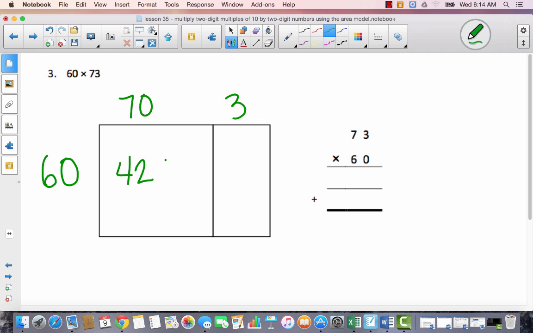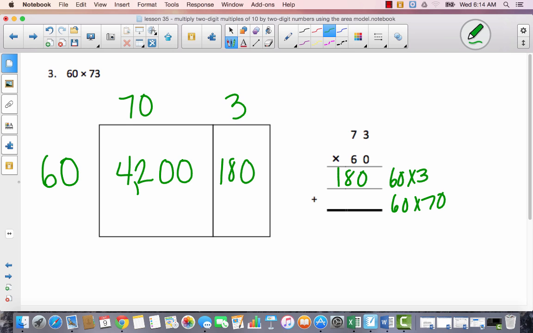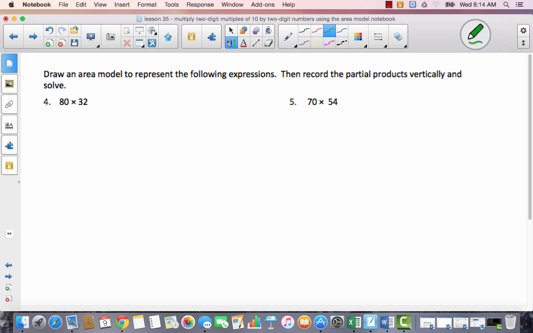So 7 times 6 is 42. 10 and 10 makes 100. So I've got 42 hundreds. 3 times 6 is 18. And then I'm going to add my 0. So over here I've got 60 times 3, 60 times 70. 60 times 3 is 180. 60 times 70 was 4,200. When I add, I have 0, 8, 3, and 4. So I have 4,380.